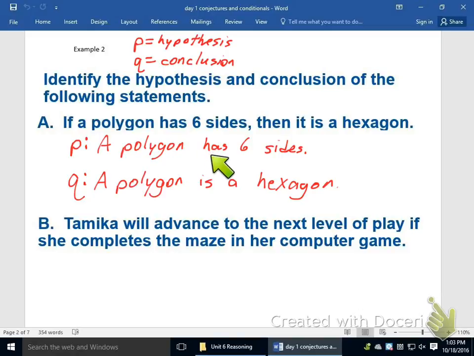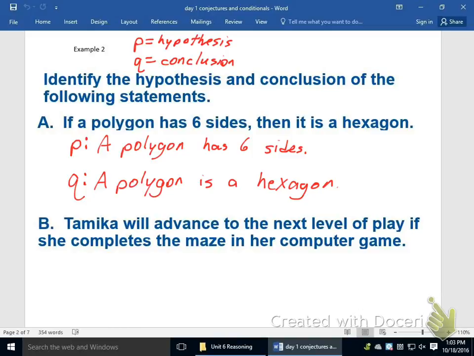If this hypothesis is met, then the conclusion has to apply for the statement to be true. Now, if the hypothesis is not met with an object, like let's say a square, then this conclusion doesn't necessarily apply to it. Obviously, a square is not a hexagon. Let's move on to another one.